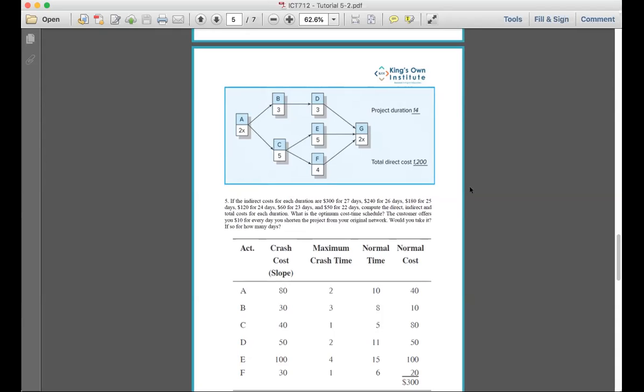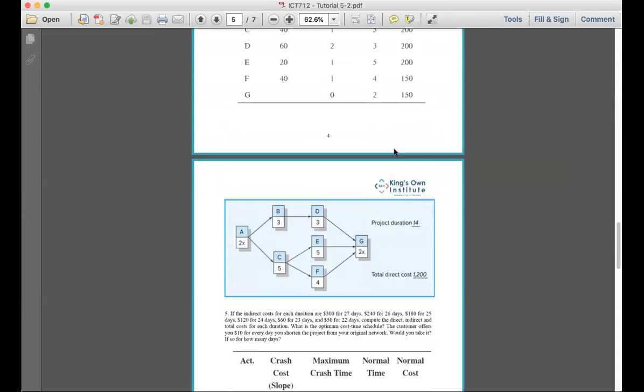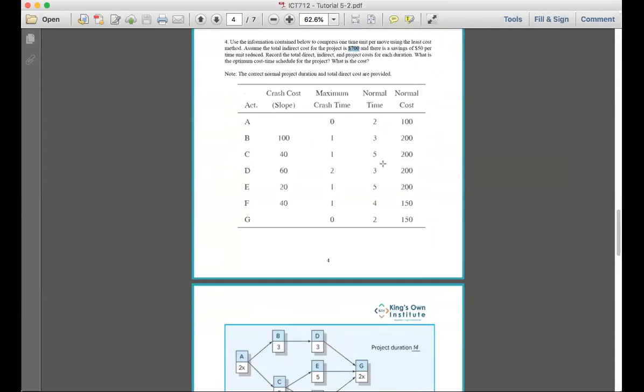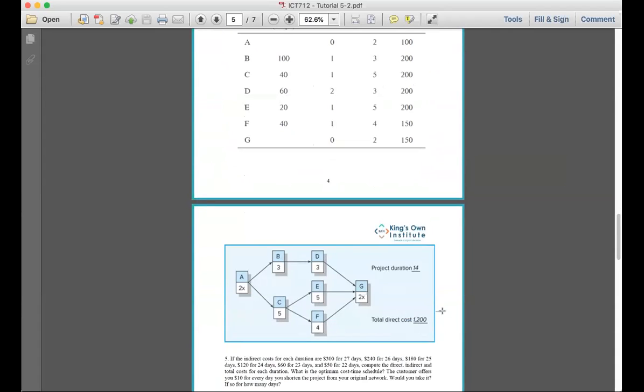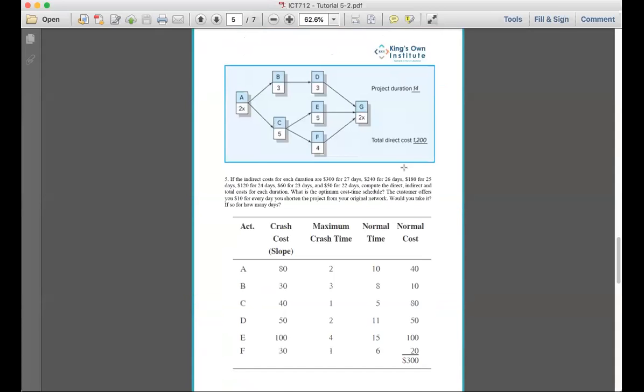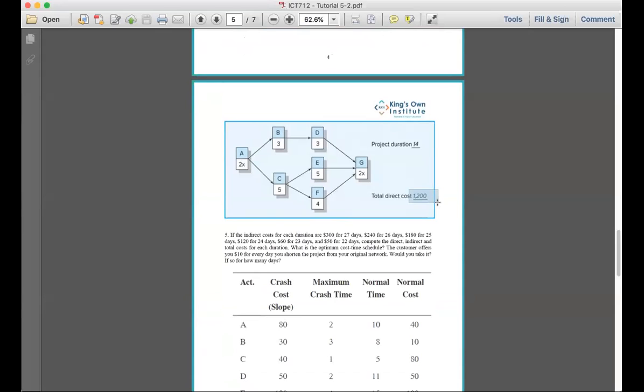But what would the indirect cost be? If I reduce it by one duration, the cost will reduce by $50 from $700 for the normal 14 days. So that's 700 plus 1,200, because it's direct plus indirect cost. Instead of $700 indirect cost, we'll have $650. So now we have 1,220 plus 650, which gives 1,870.